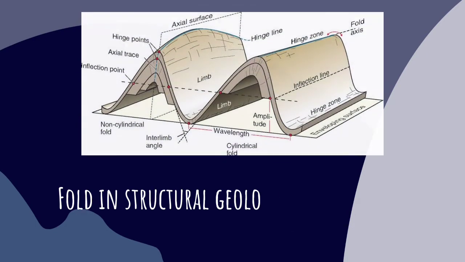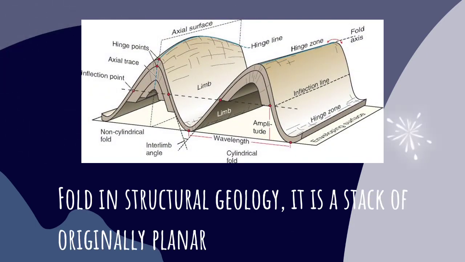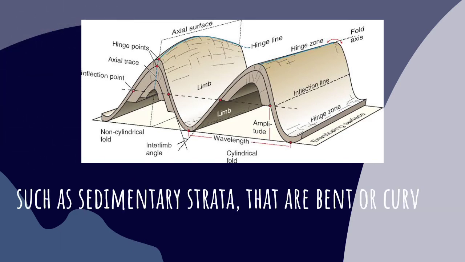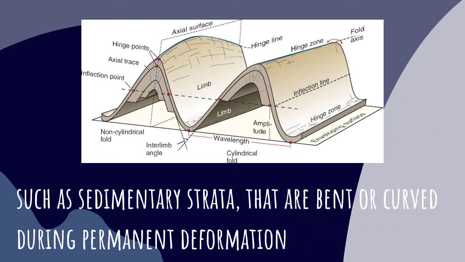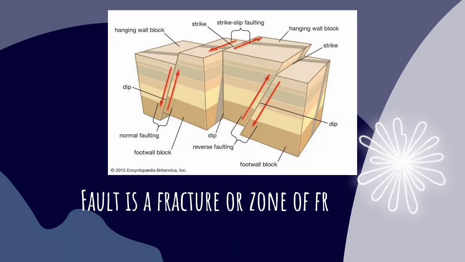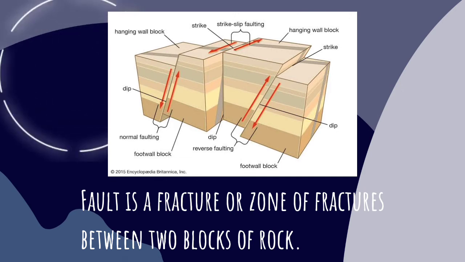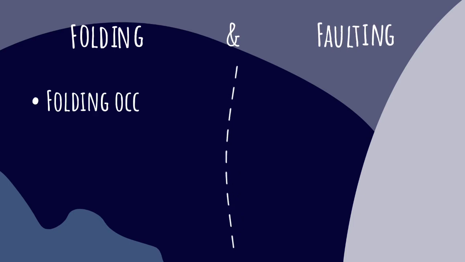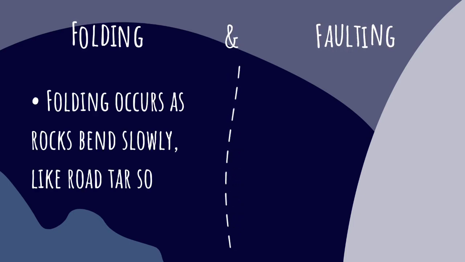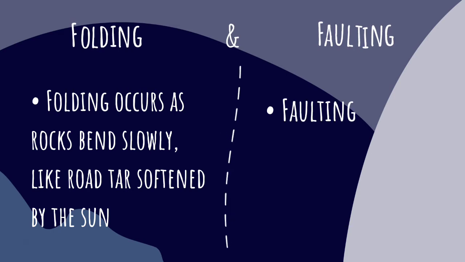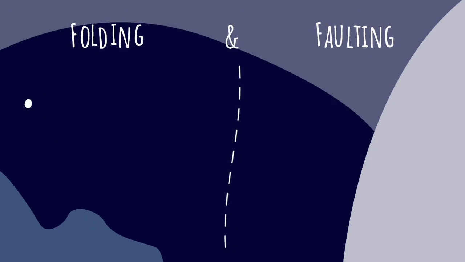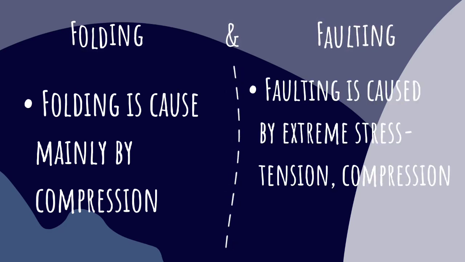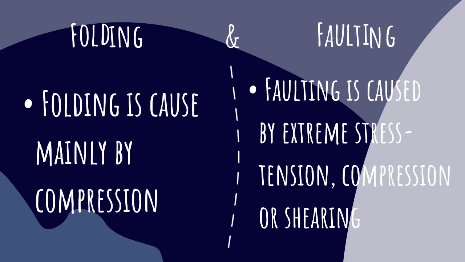Fold. In structural geology, it is a stack of originally planar surfaces, such as sedimentary strata, that are bent or curved during permanent deformation. Fault is a fracture or zone of fractures between two blocks of rock. Folding and faulting. Folding occurs as rocks bend slowly, like road tar softened by the sun. Faulting occurs when rocks break. Folding is caused mainly by compression. Faulting is caused by extreme stress, tension, compression, or shearing.